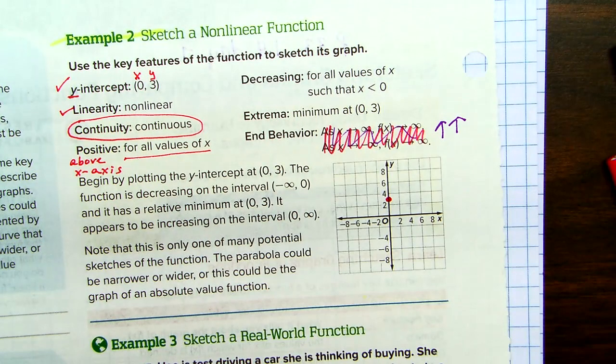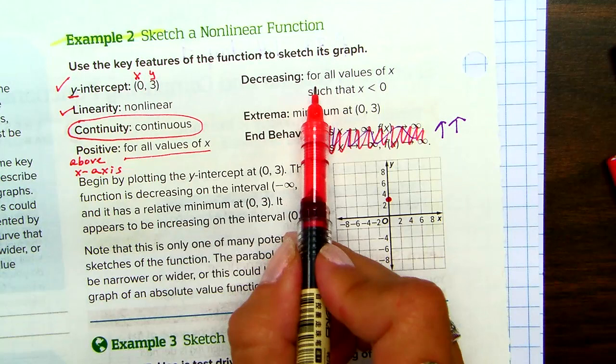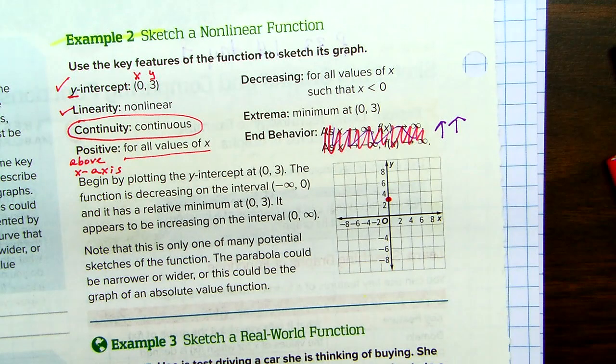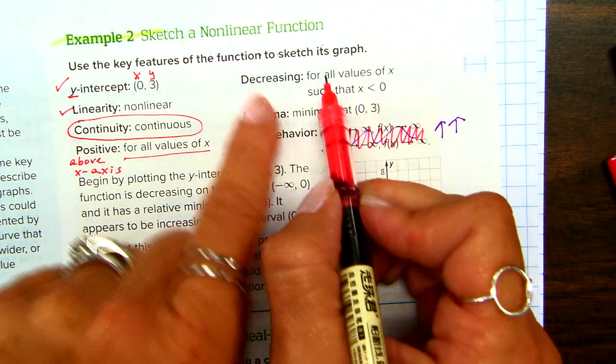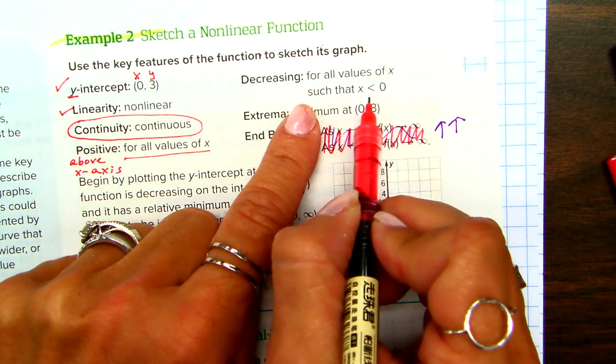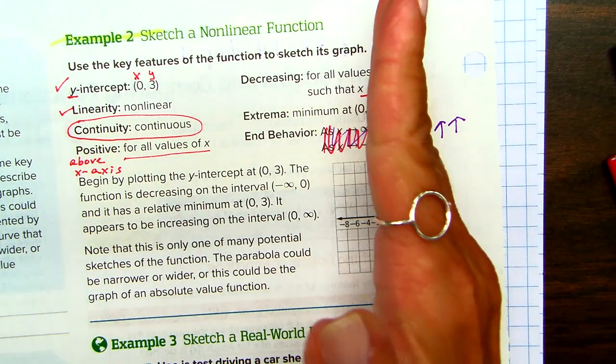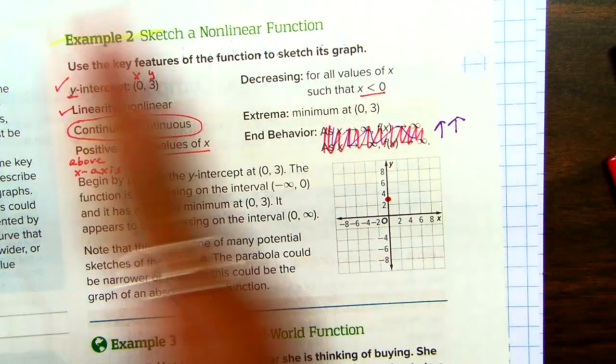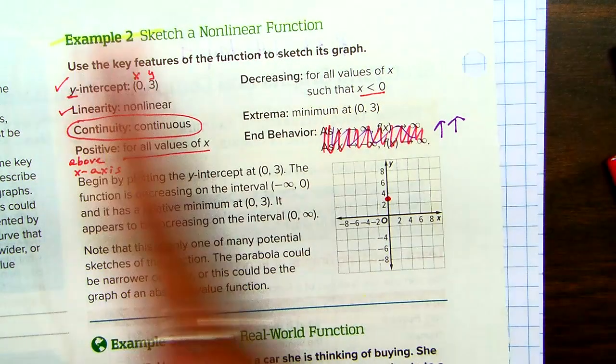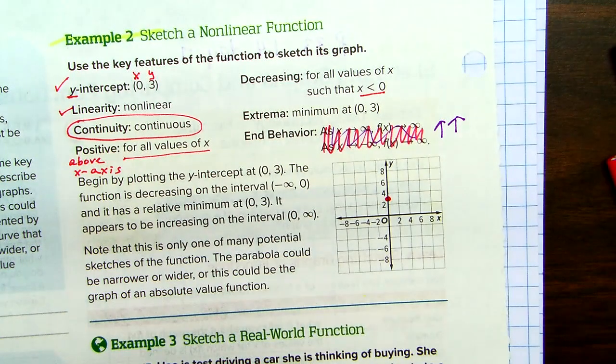Decreasing, so it's like a little puzzle. It's almost fun. Let's think of it as fun. Decreasing is where the graph is going to be going down, right? Increasing is where it goes up. Not positive or negative, just like a roller coaster, down and up. That's decreasing and increasing. So understand how to read this. For all values such that x is less than 0, so for the numbers to the left of 0, all the negative numbers, our graph is going to be going down.